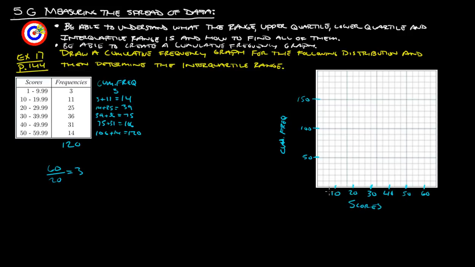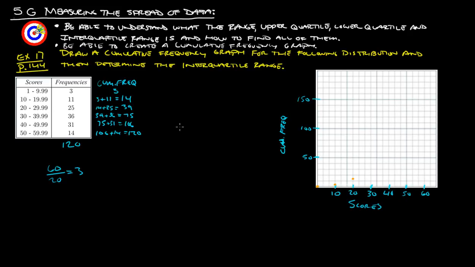Okay, so here's our 10, and that only goes up to 3, so that's going to be a point. Let's use a different color. Let's do orange here for our graph. So we're at 0 to begin with, and then at 10 we're up to 3, and then now when we get up to 20 we're up to 14. So there's another little point right there.